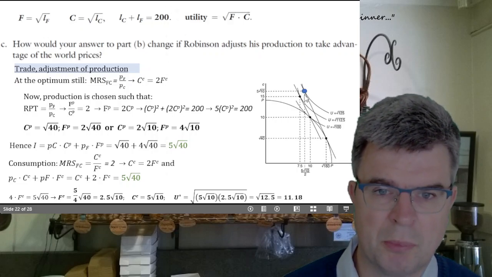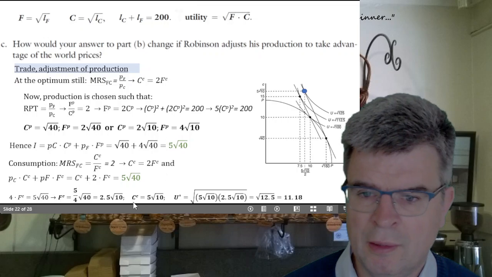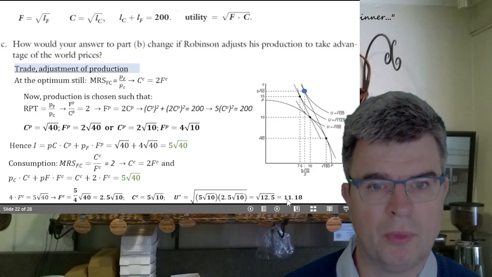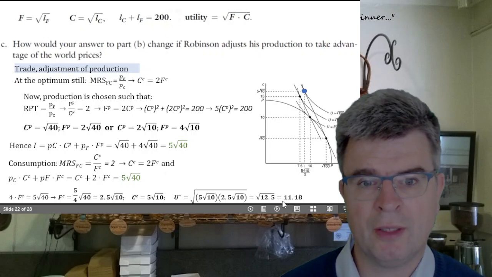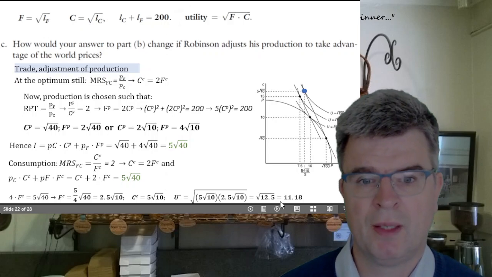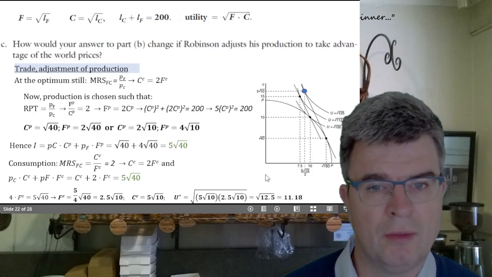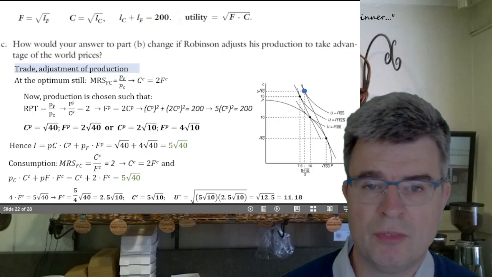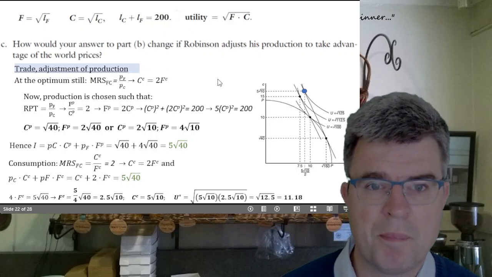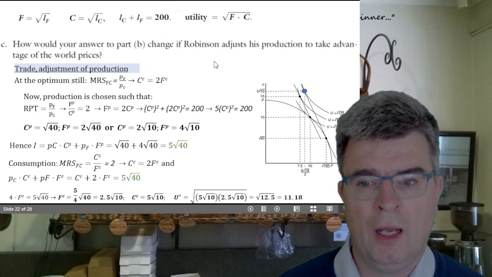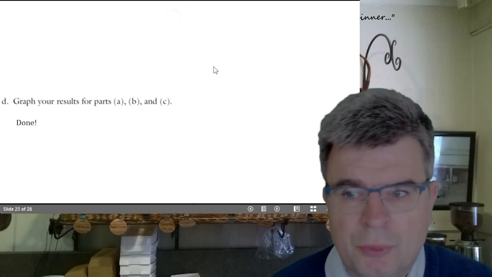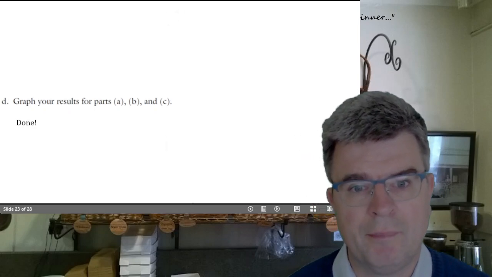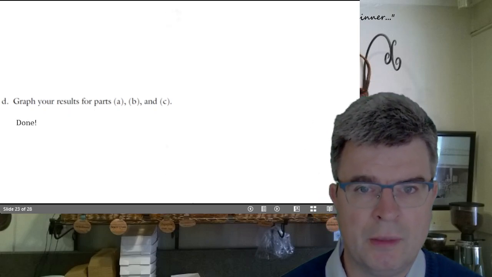And this is exactly this point over here. And its total utility, plugging these numbers into the utility function, we arrive at a utility of 11.18, which is again higher than the utility in question B. So the benefits of trade and the opportunity to adjust your production is even higher than calculated in question B. And then exercise D asks us to graph the results for A, B, and C, but as promised, we already did it on the fly. So this completes exercise 13.4.